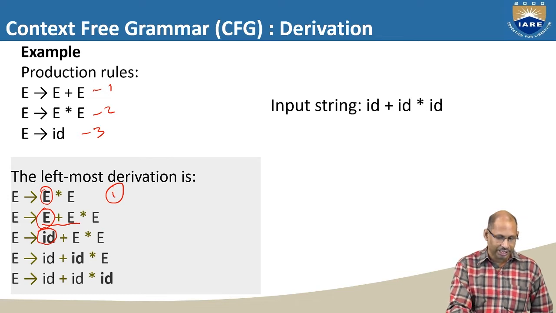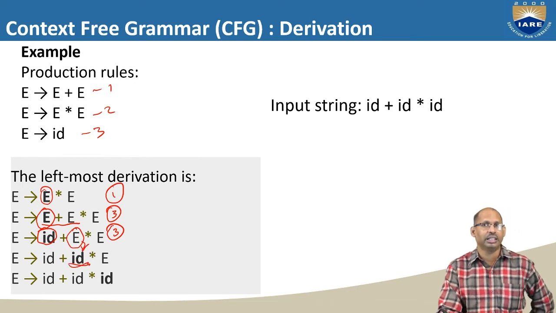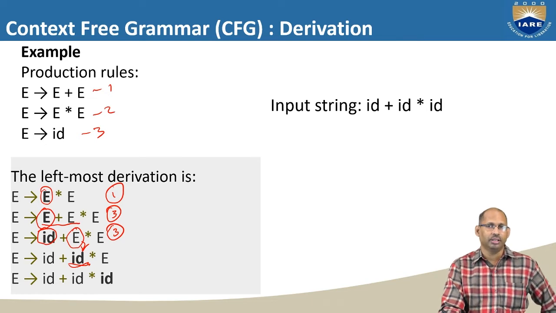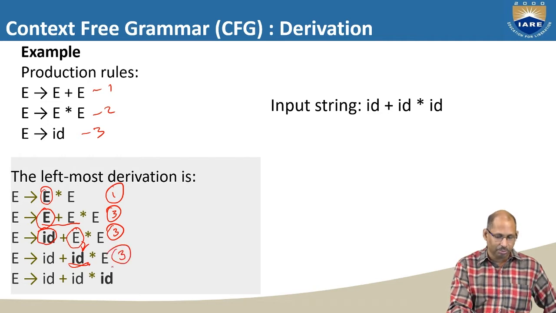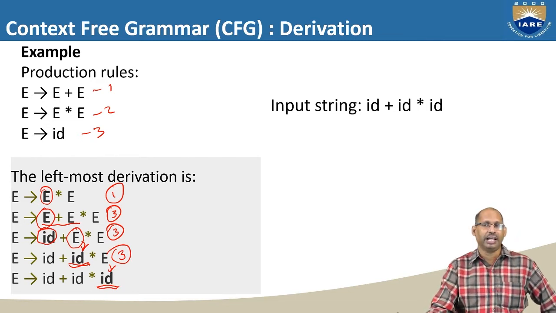So, this E will be the next left end variable. Previously we used the third production. Now once again we take the third production, E gives ID, giving ID plus E into E. So that E gives ID. Then ID into E, and once again we use the third production, E gives ID, giving ID plus ID into ID.